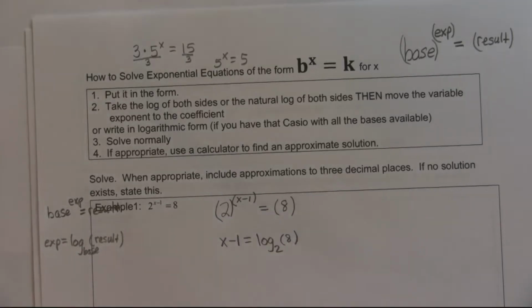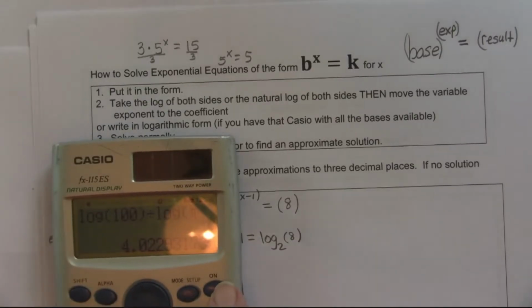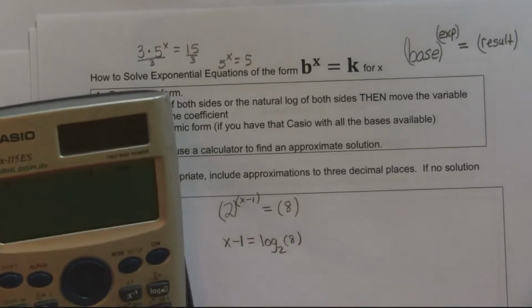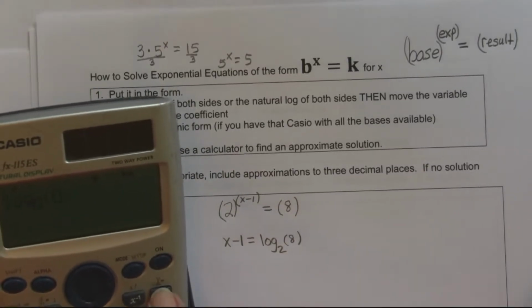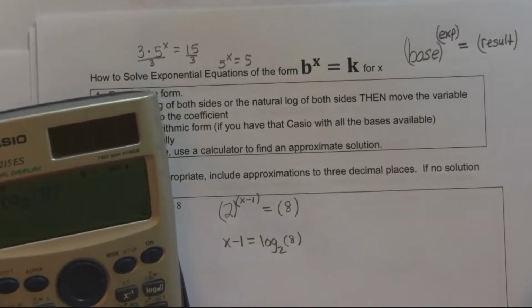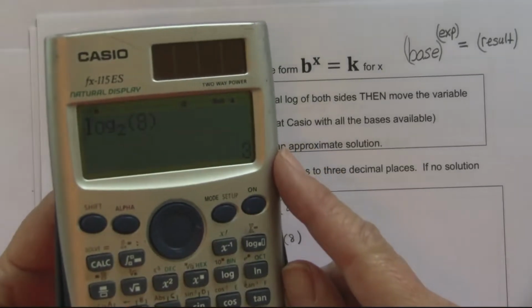If it's not a nice number, I'll show you what to do, but this one is a nice number. So log base 2 of 8, and it's the nice number 3. That's the nice number it is.